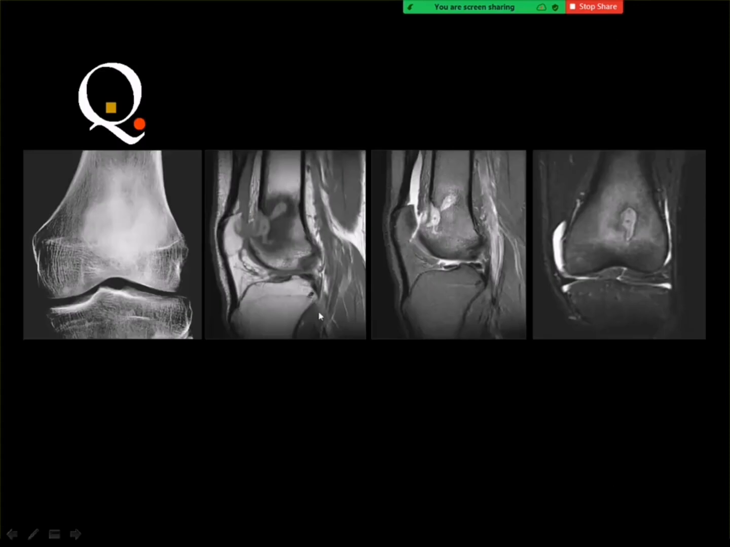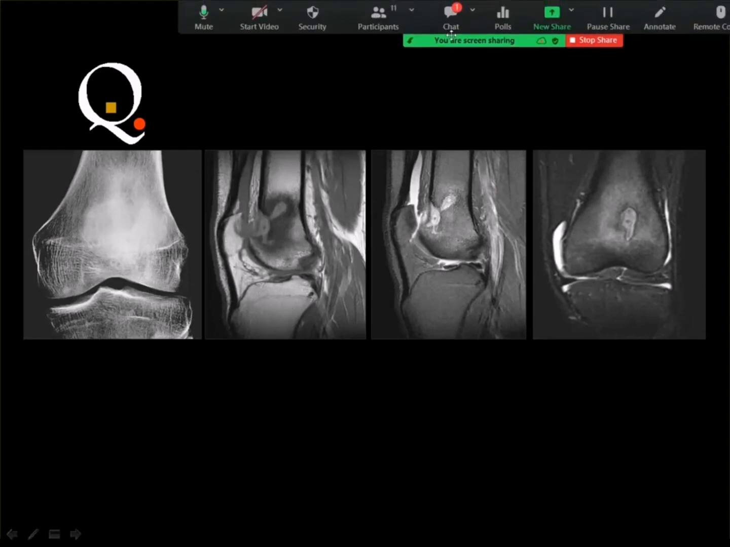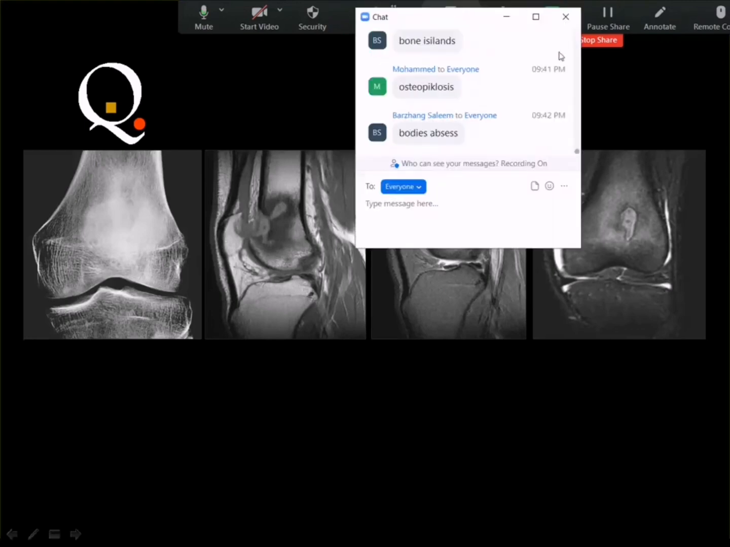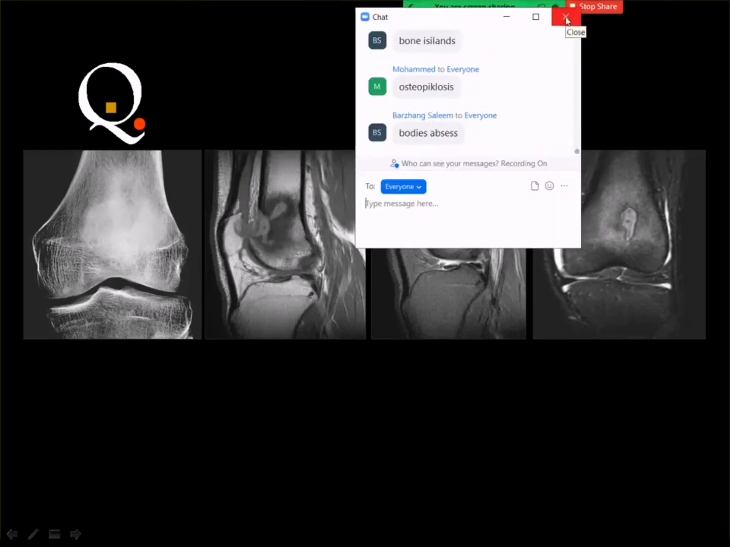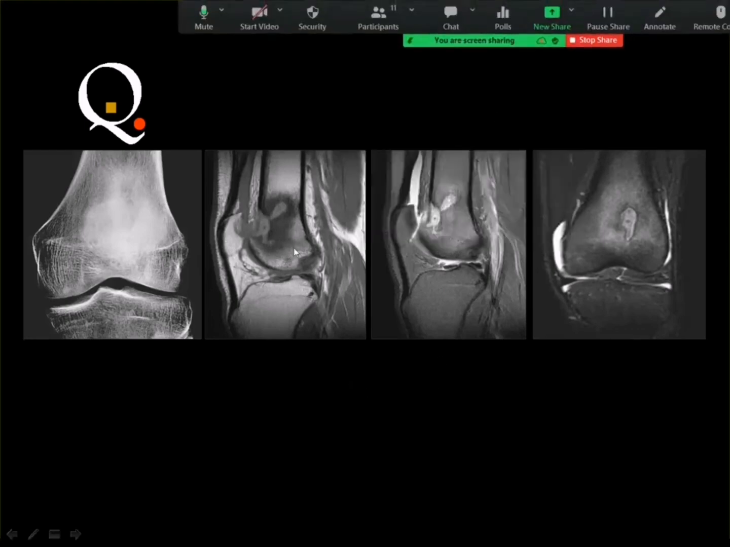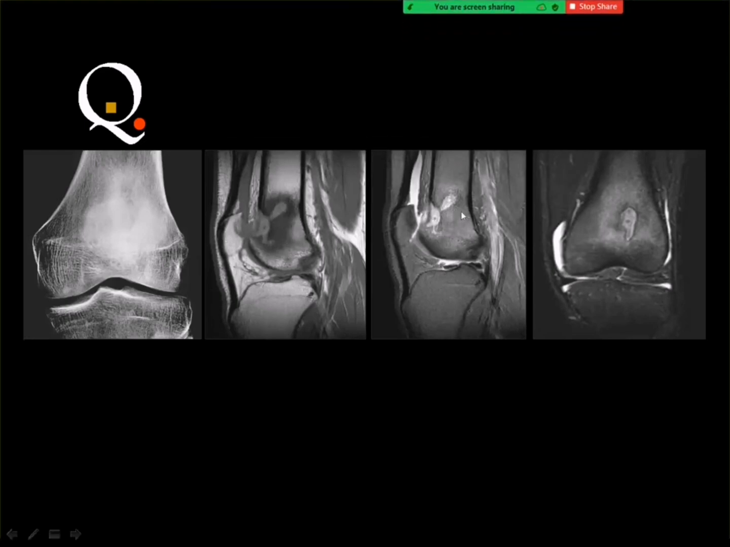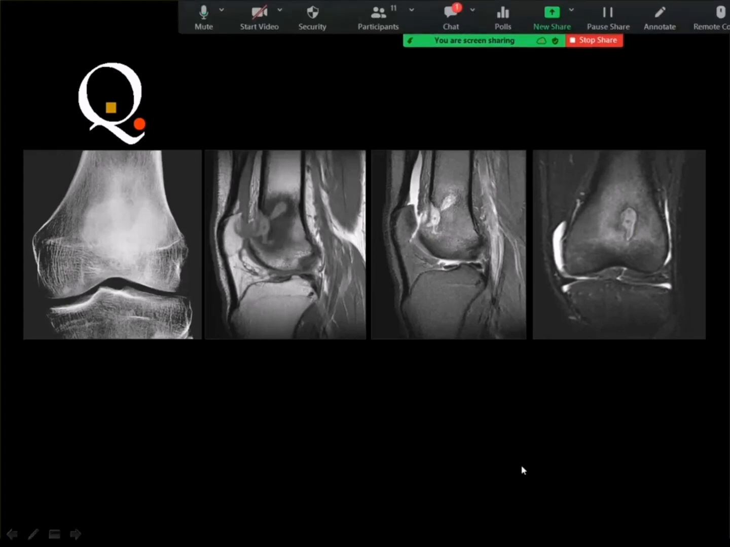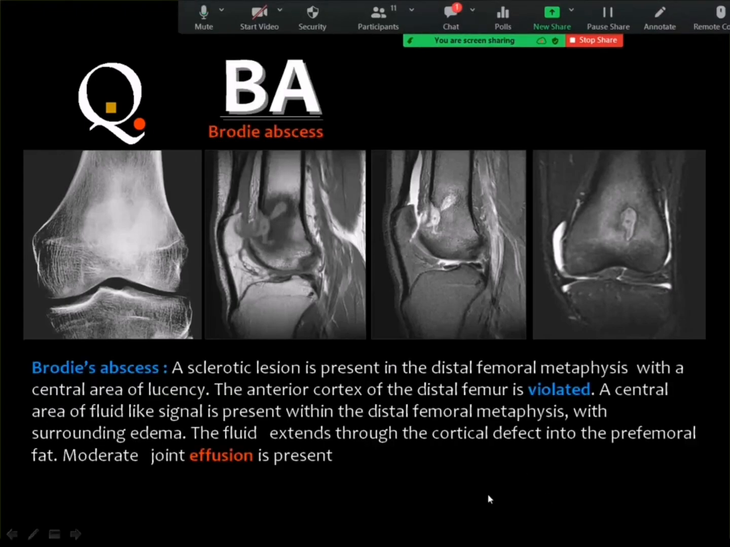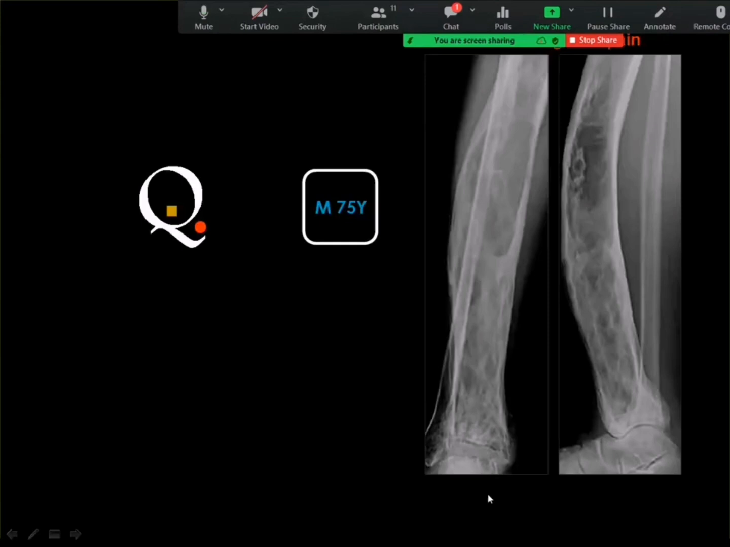Next, this is a case of plain X-ray of the knee, T1, T2, sagittal and coronal. Yes, this is a classic appearance of Brodie's abscess, which is surrounded by a halo of bone marrow edema, black in the T1 and bright in the T2 weighted images. This is a Brodie's abscess.